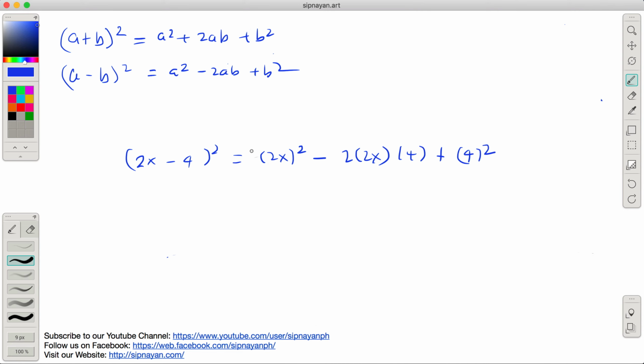So, nakita nyo, in-ignore ko na yung mga sign kasi meron na akong pattern na minus tsaka plus pagdating dito. No? Okay, so magiging, this is equal to 2 squared x squared minus, what is 2 times 2x? 4x times 4, 16x. And then plus 16. Tama ba? Okay. So, this is equal to, what is 2 squared? It's 4x squared minus 16x plus 16.